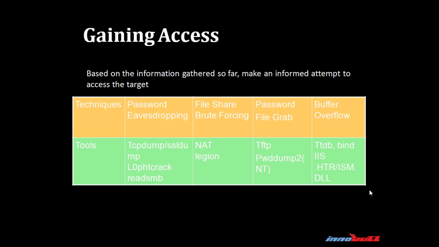Now the next step in the process is gaining access. This stage is important for the tester to put into practice all the hypothetical scenarios conjured up with the data gathered from footprinting and scanning. Based on the information gathered so far, the tester makes an informed attempt to access the target in order to breach its defenses and gain access. Some of the common techniques attackers use to gain access are eavesdropping, password grabbing, file sharing, and in most cases, buffer overflow weaknesses. Some of the commonly used tools in this process are SSLdump, Wireshark, and Metasploit.